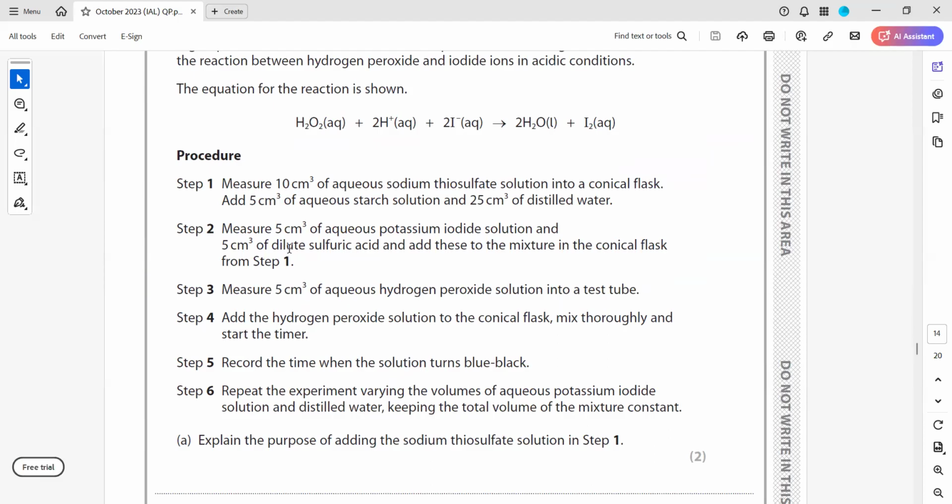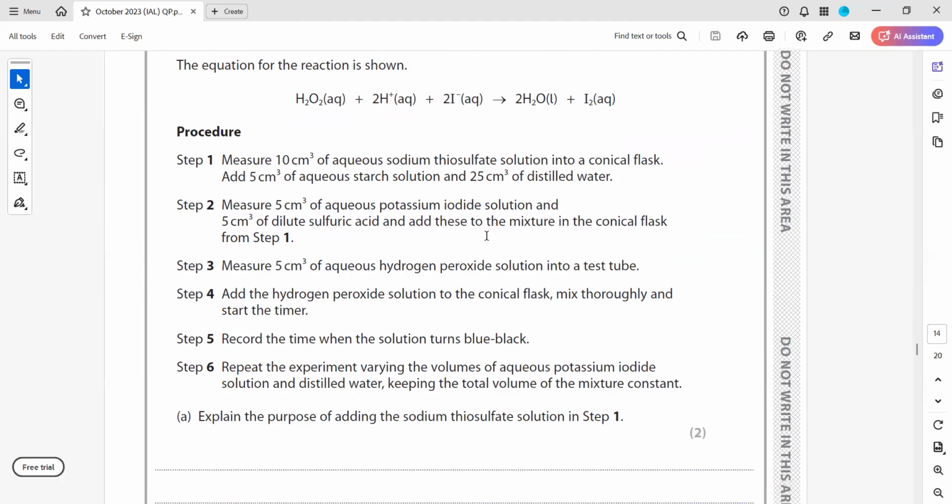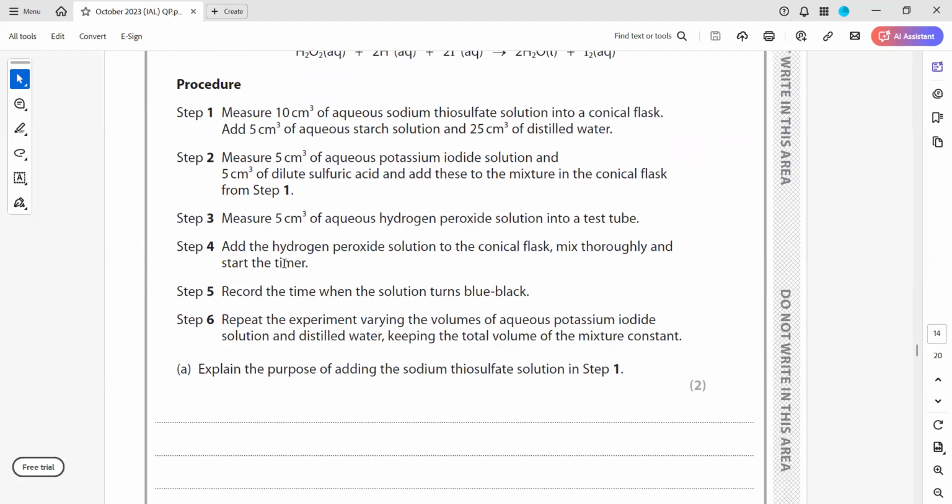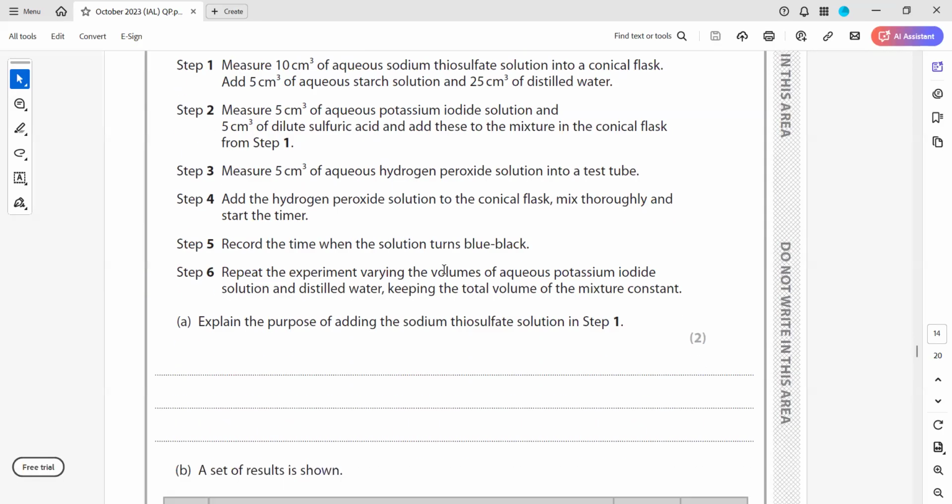This is then 5 cm cube of a potassium iodide solution. Measure 5 cm cube of hydrogen peroxide. Add hydrogen peroxide into a conical flask and mix thoroughly. And record the time for a solution to turn blue-black. Repeat the experiment. Vary the volume of aqueous potassium iodide and distilled water. Keep the total volume of the mixture constant.